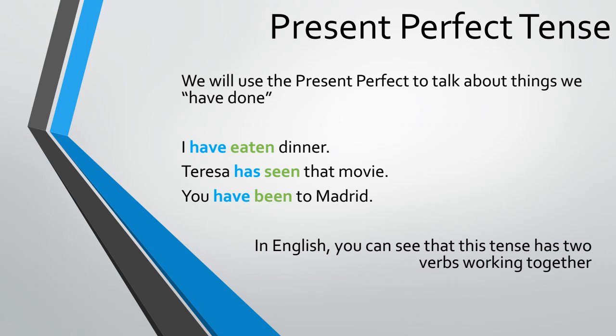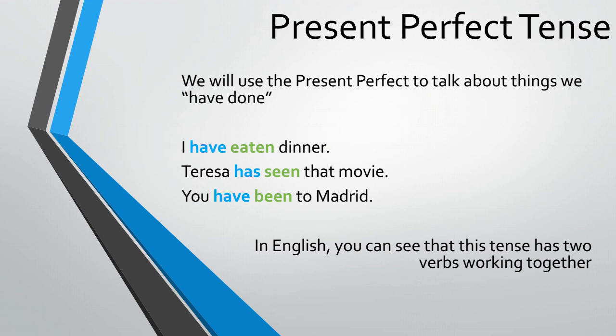Hola, clase. So today we're going to be learning how to use the present perfect tense in Spanish. We will use the present perfect to talk about things we have done. Here are some examples in English: I have eaten dinner. Teresa has seen that movie. Or you have been to Madrid.